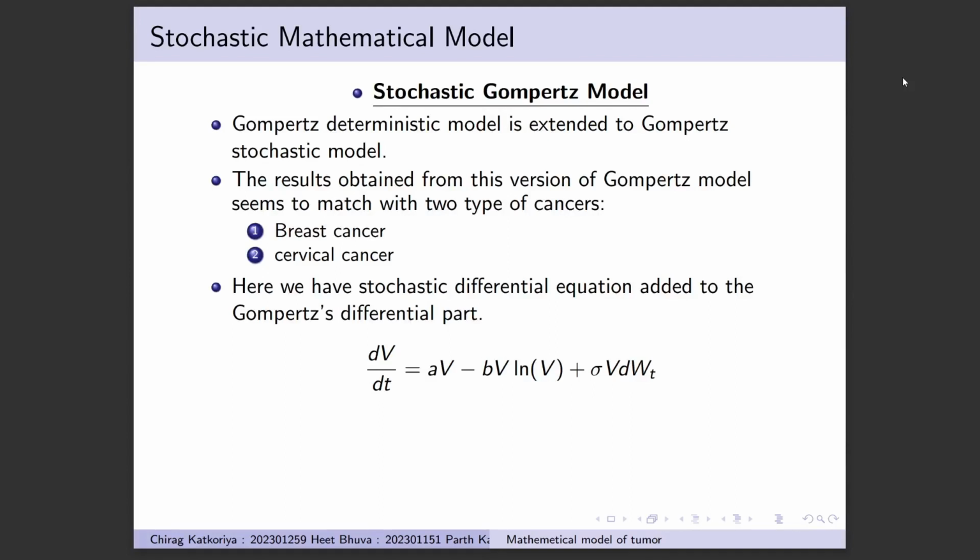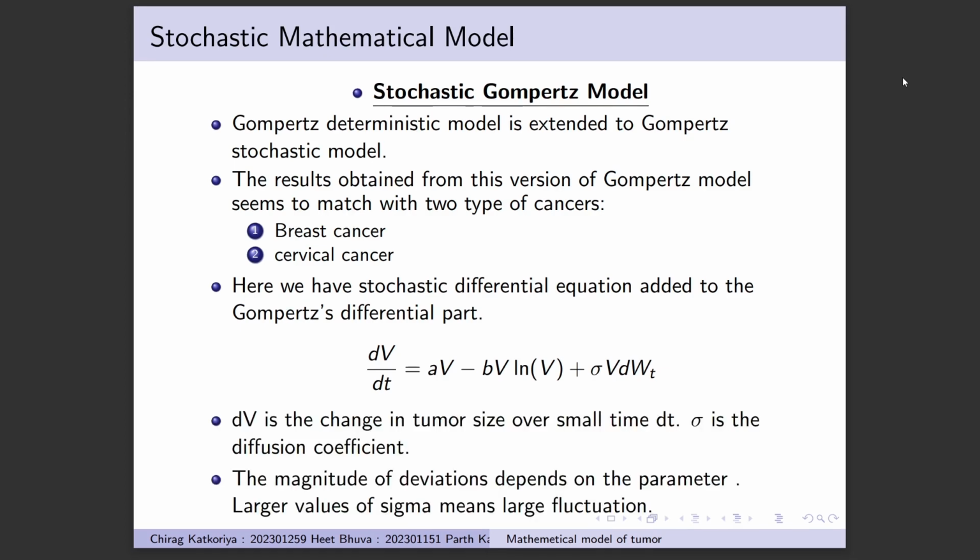Here we have a stochastic differential equation in which a stochastic component is added to the equation, which is sigma V dW_t, where sigma is a diffusion coefficient. It is always greater than 0. It represents the intensity of the stochastic part.